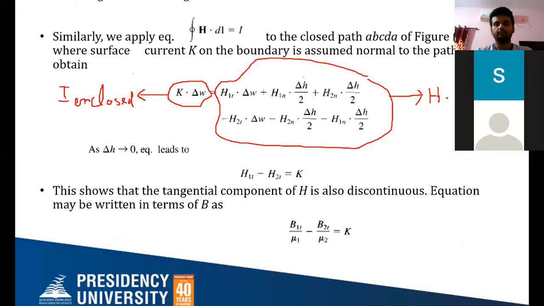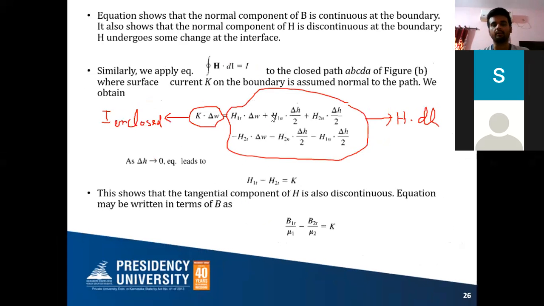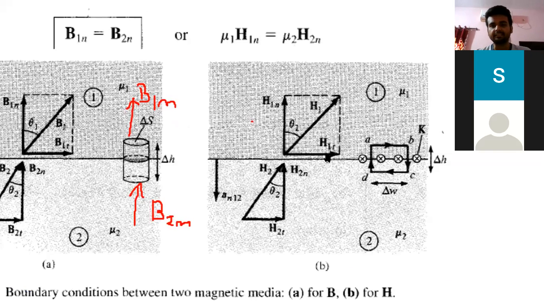Now, I enclosed equals H dot dl. So H1T into delta W. Why H1T into delta W? See here, this is H1T, correct? In the direction of delta W. See, A to B direction and H1T direction is same. So we can write H1T into delta W. H dot dl, dl means what? Small length. So delta W is the length here. So H1T into delta W because both the directions are same, A to B and H1T's direction is same.